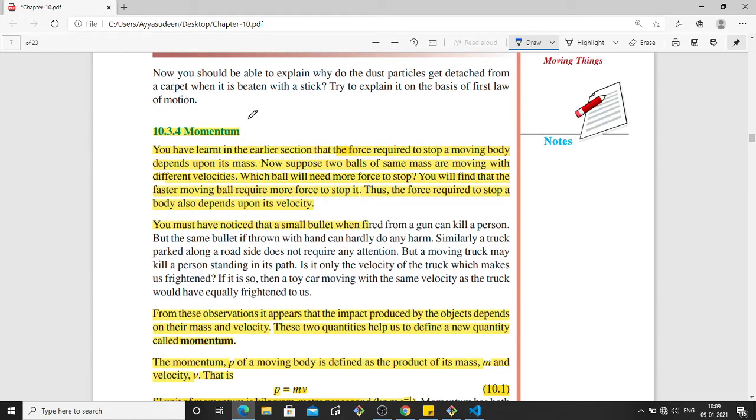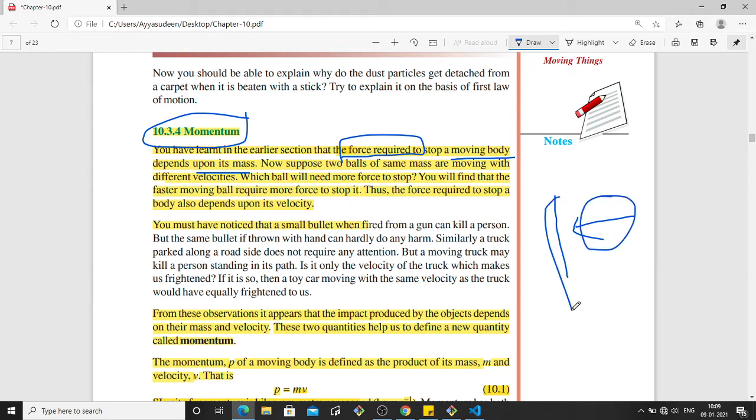The next topic is momentum. In the earlier section we saw that force is required to stop a moving body, and it depends upon its mass. If it is more mass, then you have to apply more force. If it is less, then you have to apply less force to stop it.